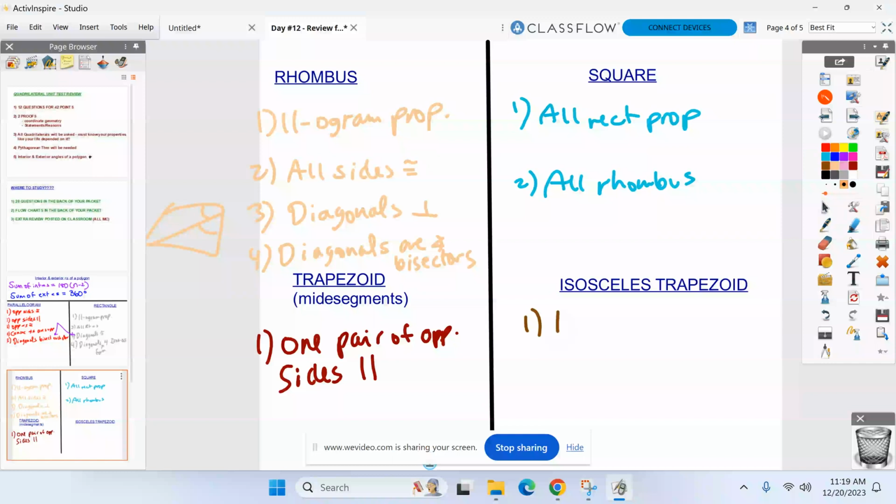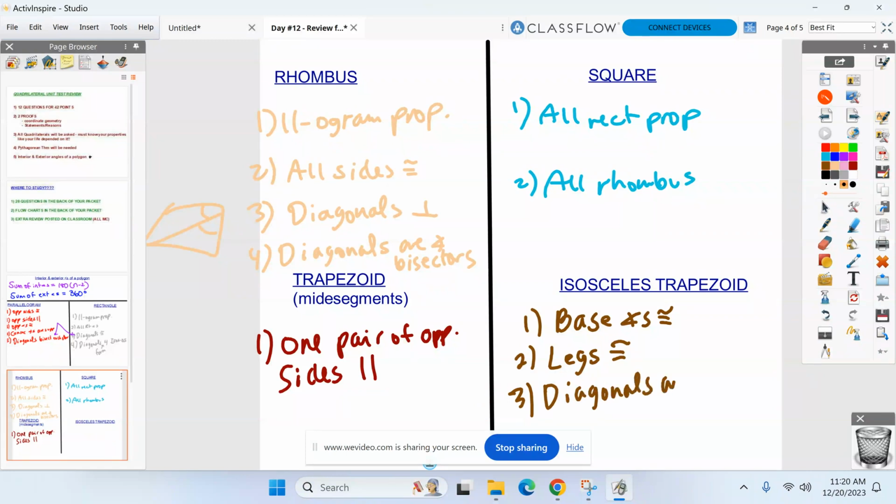Base angles congruent. And remember, there's two pair, two at the bottom, two at the top. And legs congruent. Yep, the non-parallel sides are congruent. And then finally, diagonals are congruent. Yep, and that's it.